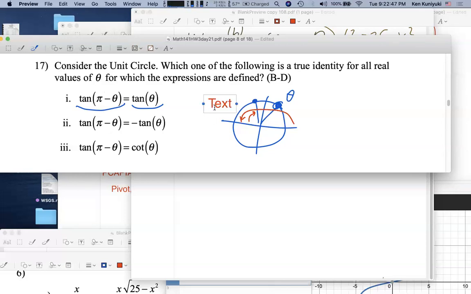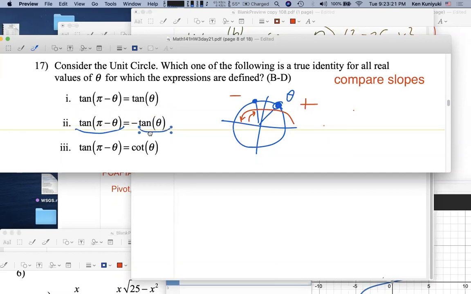Now, when I think tangent, I think what concept? Slope. Compare slopes. Compare the slopes of these two blue radii, these two blue line segments here. This here and this here. Are the slopes going to be equal or opposites? It looks like they're going to be opposites, right? Because it looks like the slope here is going to be positive. The tangent of this acute angle is positive, but the tangent of a quadrant 2 angle is negative. So I think the tangent values are opposites.